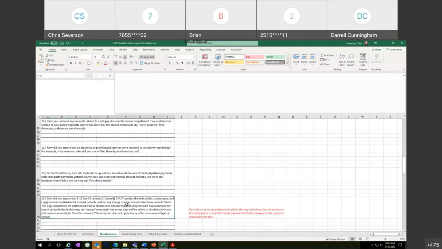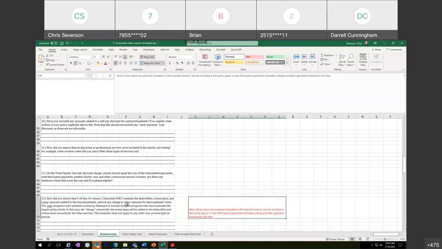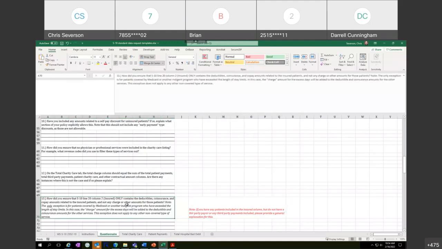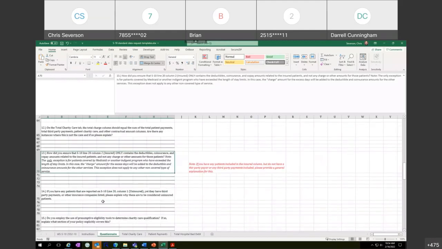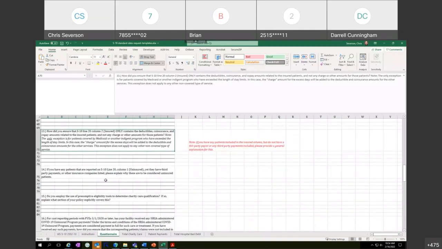Here's one that I added a comment to. If you have any patients that were included in the insured column, but they don't have any third-party payer or third-party payments included, explain why this might be. Certainly if they don't have any third-party payers, then how are you calling them insured? It's possible they don't have any third-party payments if they haven't met the deductible for the year, especially with high deductible plans. It's very possible.